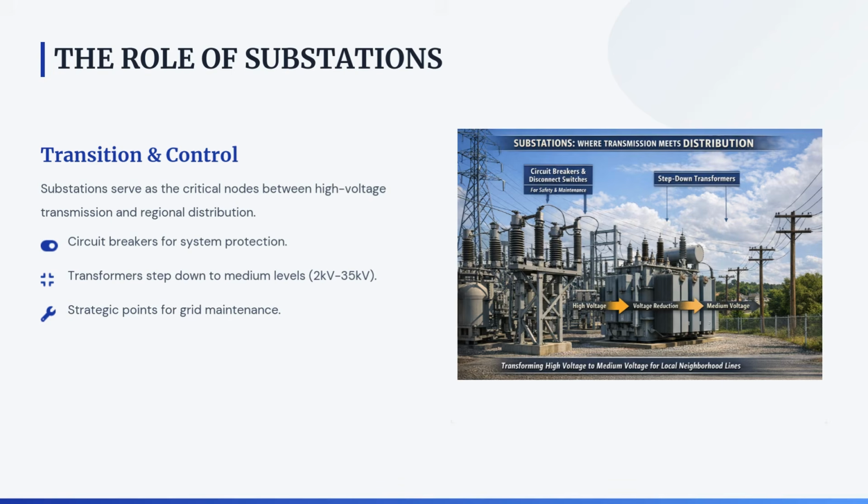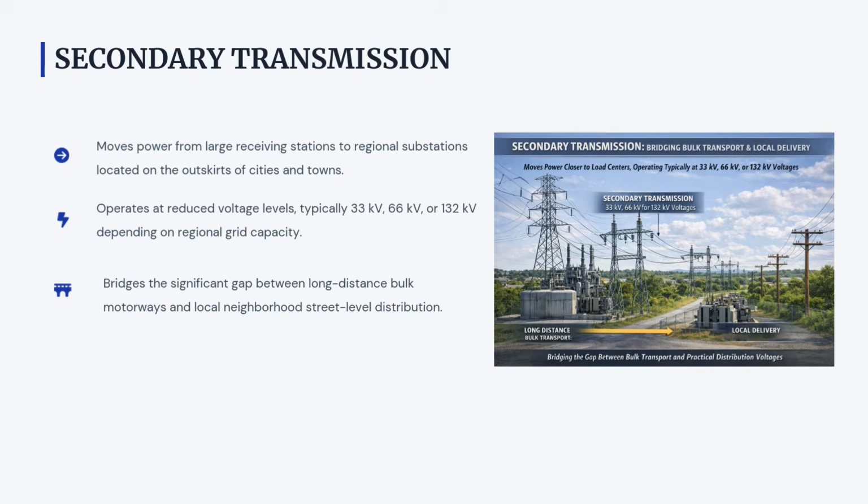Secondary transmission moves power from large receiving stations to substations located closer to load centers. These lines bridge the gap between long-distance bulk transport and local delivery, typically operating at voltages like 33 kilovolts, 66 kilovolts, or 132 kilovolts. This stage ensures that power is gradually brought down to a practical level for distribution.